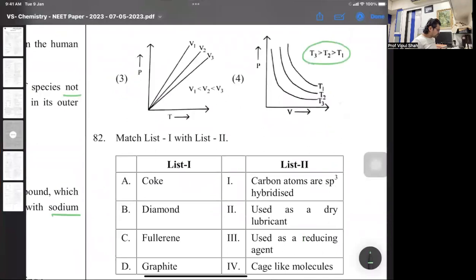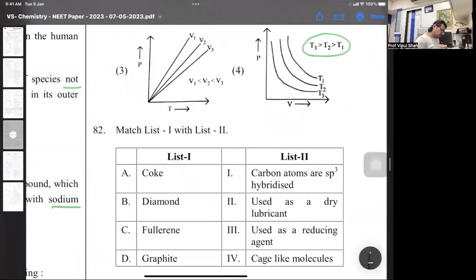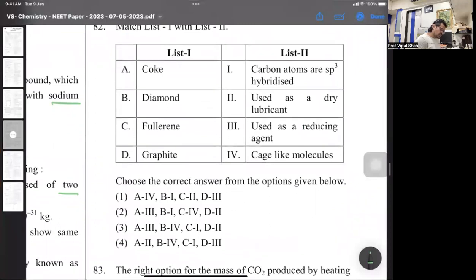Then next we have the 82nd one. What it says, again, match the columns. Coke is basically used as a reducing agent. So that's A. Diamond, that's sp3 hybridized, what we have as B. Then fullerene is a cage-like molecule, a soccer ball, what we call. So that's C. And graphite is used as a dry lubricant. So that's option 2 over there. First one is 3. And then second one is first one. Fourth, the C, is the fourth one. And the last one, graphite, is 2.